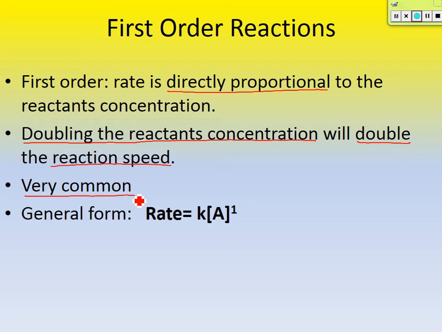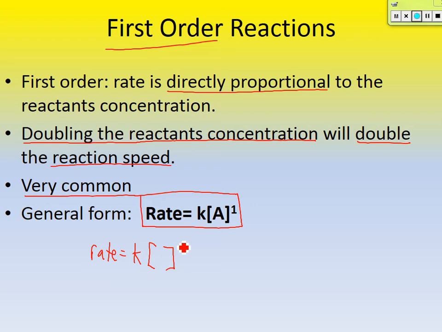The general form for a first order reaction, the general form for the rate law is rate is equal to the rate constant times the concentration of some reactant raised to the first order. That's what makes it a first order reaction. Let me show you the mathematics of it and see if it makes sense. So if this is my rate law, we've got some reactant here. It is a first order reaction, so that's a 1 right there. Would I need to write the 1? No, it's implied, isn't it?